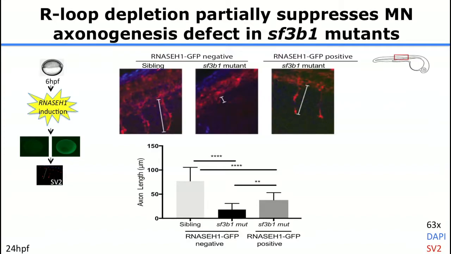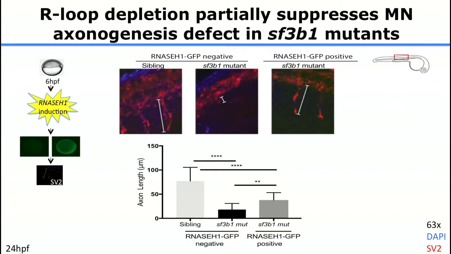Because of this link between ALS and motor neurons, we wanted to know if R-loops, and we already know that there are R-loop perturbations in these animals, were contributing. So again, we used that RNase H overexpression system that I mentioned. We overexpress RNase H early during development, and then she measured axon growth.